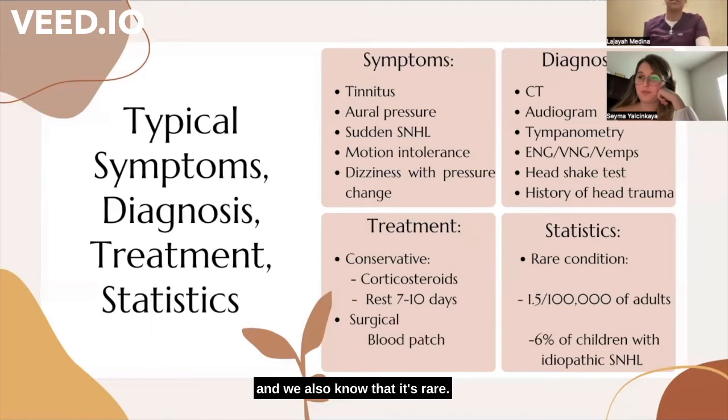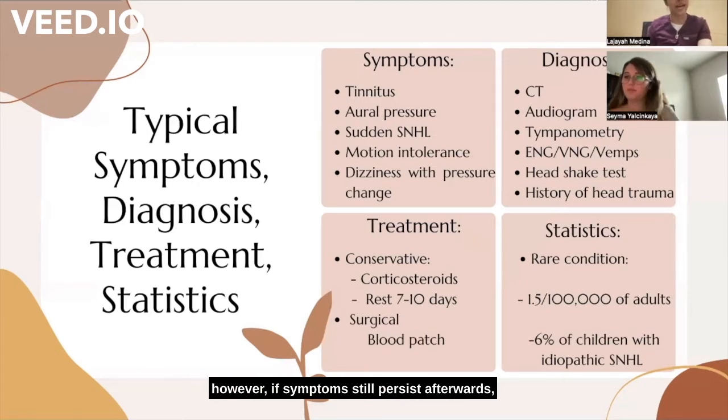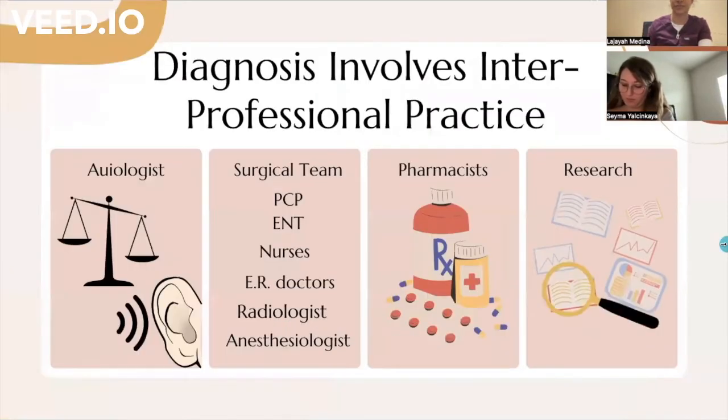And we also know that it's rare. About 1.5 people have it out of 100,000. It's present in 6% of children, and it can be idiopathic. And so usually with treatment, there are 2 types. There's a conservative and there's a surgical method. And what the conservative method is, they go ahead and give you corticosteroids and put you on bed rest for 7 to 10 days. However, if symptoms still persist afterwards, there is consideration for surgical intervention.